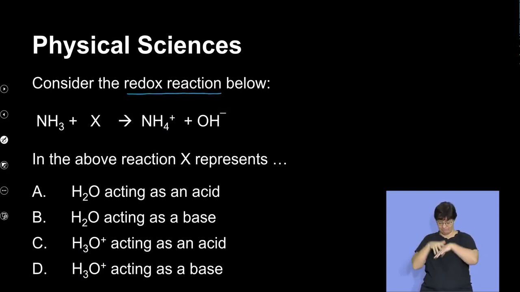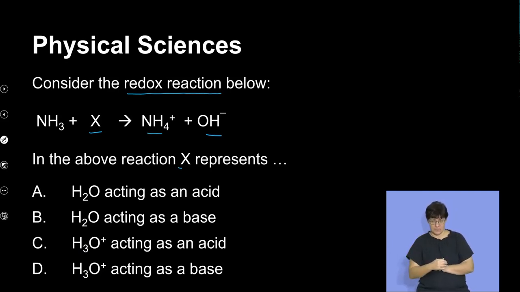The first question says, consider a redox reaction. We're going to underline the key words. The word redox suggests that this is a type of reaction which involves the transfer of a proton based on a particular theory. So we've got ammonia plus X, where X is unknown, and then we get the ammonium ion plus the hydroxide ion. They're saying, in the above reaction, X represents what? We need to look at the products and ask, if we've got ammonia, what could X be if we are to get an ammonium ion?